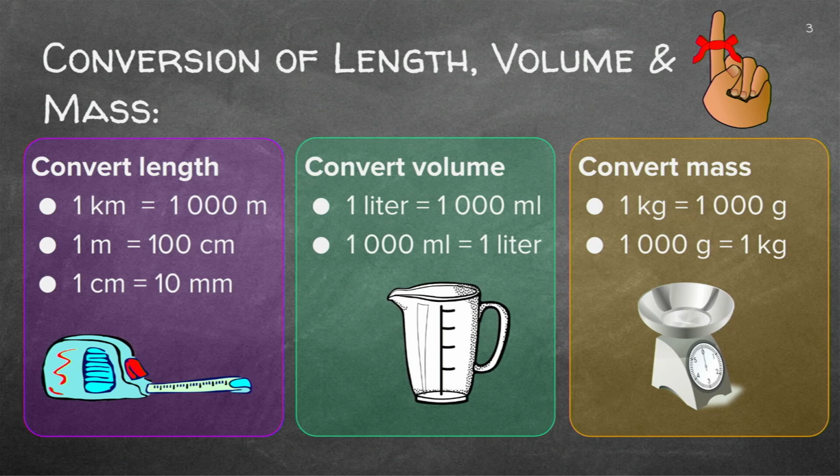And then you've got centimeters. 1 centimeter equals 10 millimeters. This is stuff you already did in grade 3, so go and recap. Make sure you know how to do these conversions. Convert volume. When we talk about units of volume, we talk about liters and milliliters. 1 liter equals 1,000 milliliters.